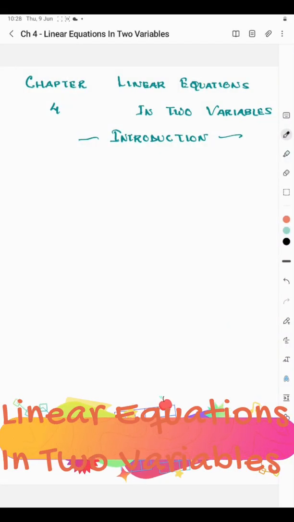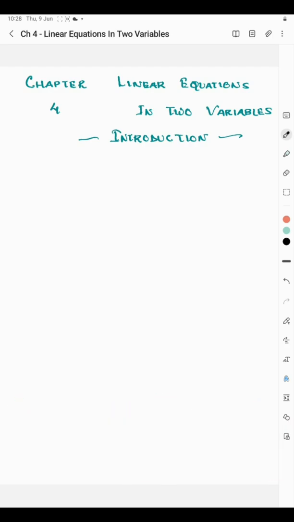Good morning students. Today we are going to start chapter 4 and the name of the chapter is linear equation in two variables. At first let us understand what we mean by the term linear equation and variables.